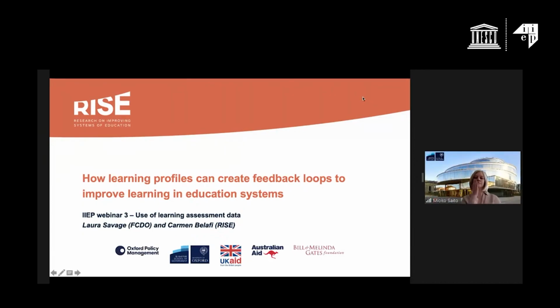Laura is a senior education advisor at the FCDO. She's currently the team leader of the education research team of the RISE. And Carmen is the research associate for the RISE program. So Laura and Carmen, the floor is yours.